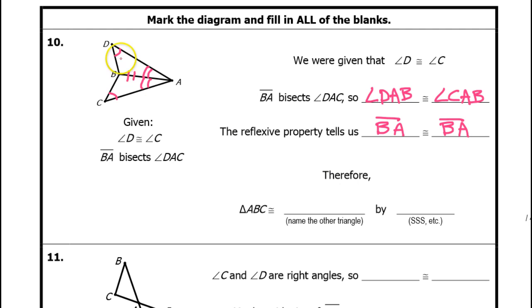So, therefore, these triangles are congruent by angle, angle, side. Notice the side is not between the angles, so it is angle, angle, side. And matching up the letters in the proper order, if we go A, B, C, the other triangle will be A, B, D.